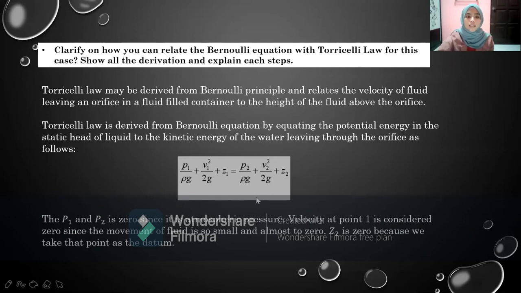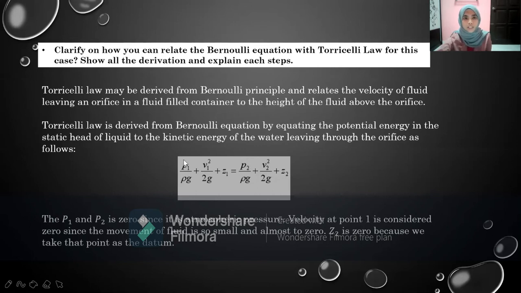So basically, this is the Bernoulli equation. We have the pressure P1 over density times gravity, plus velocity V1 to the power of 2 over 2 times gravity, plus Z1, where Z1 is the height, equal to P2, pressure 2 over rho times gravity, plus V2, velocity 2 to the power of 2 over 2 times gravity, plus Z2.